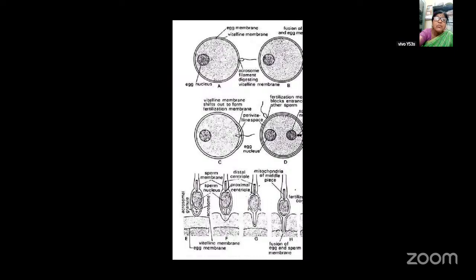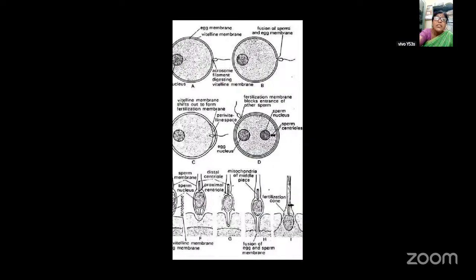Once the sperm enters the egg, the vitelline membrane shoots out to form the fertilization membrane. The fertilization membrane will block the entrance of other sperms. It allows only one sperm to enter, and it will not allow the other sperms to enter. Only one sperm will enter into the egg.